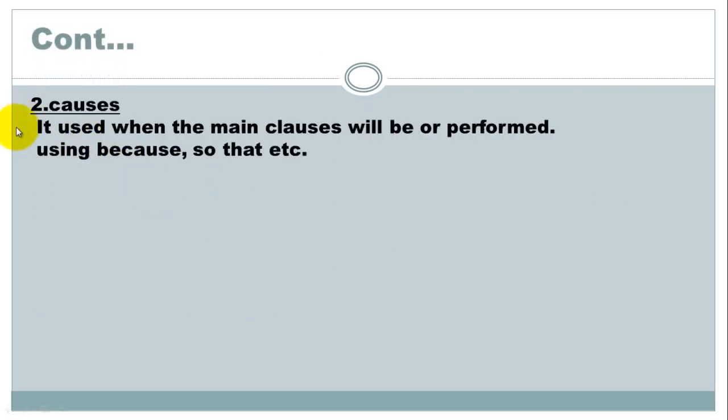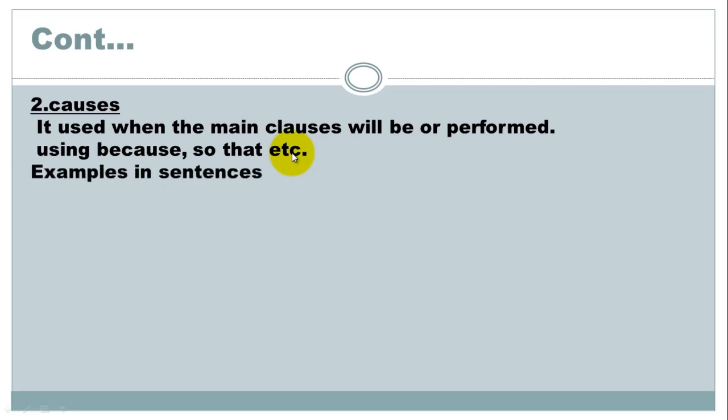Now the second one we're going to look at is the category of cause. Subordinating conjunctions which we use to show cause are used to show why the main clause, the independent clause, will be or was performed. We use because, so that, even since. There are very many. They show cause. We just have to look at these two, the very important ones.